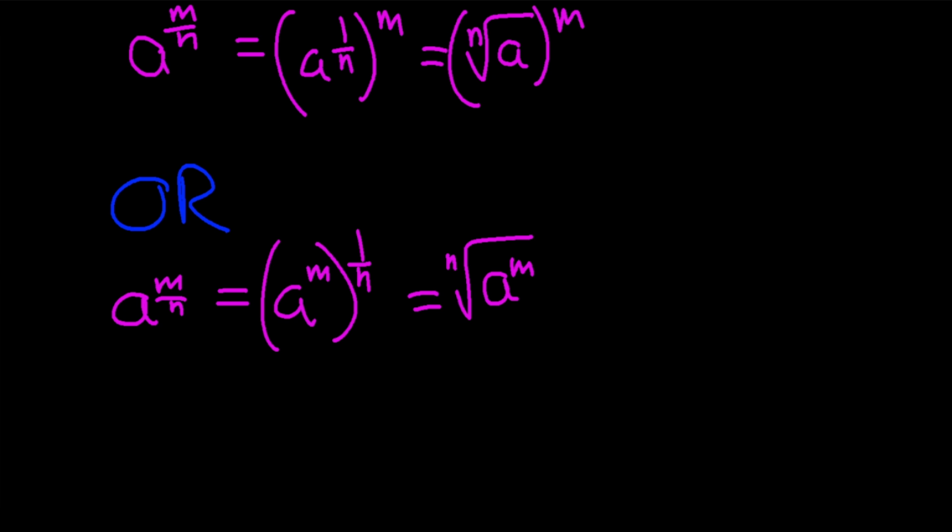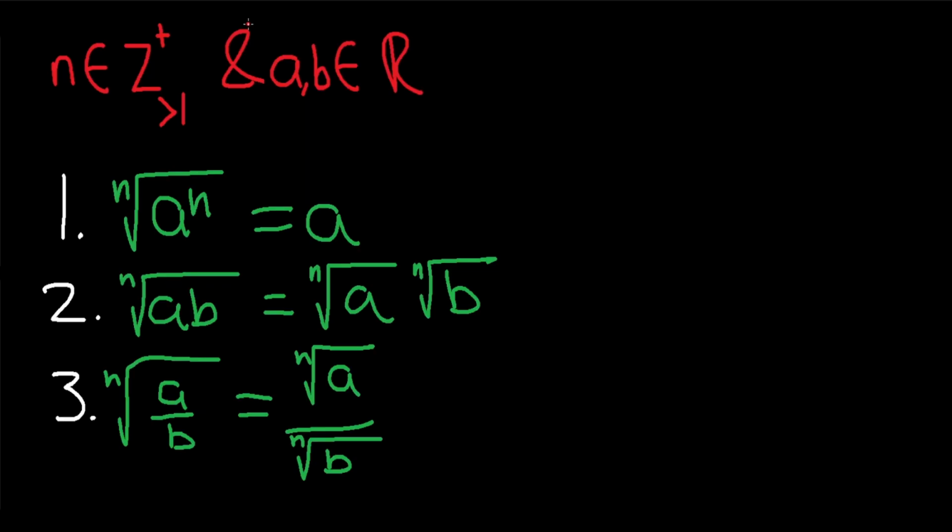And so we can write this general rational exponent in terms of radicals as a to the power of m over n equals, in parentheses, a to the power of 1 over n all to the power of m, which equals the nth root of a to the power of m, or a to the power of m inside the parentheses all to the power of 1 over n, which equals the nth root of a to the power of m. Now let's take a look at some properties of radicals.